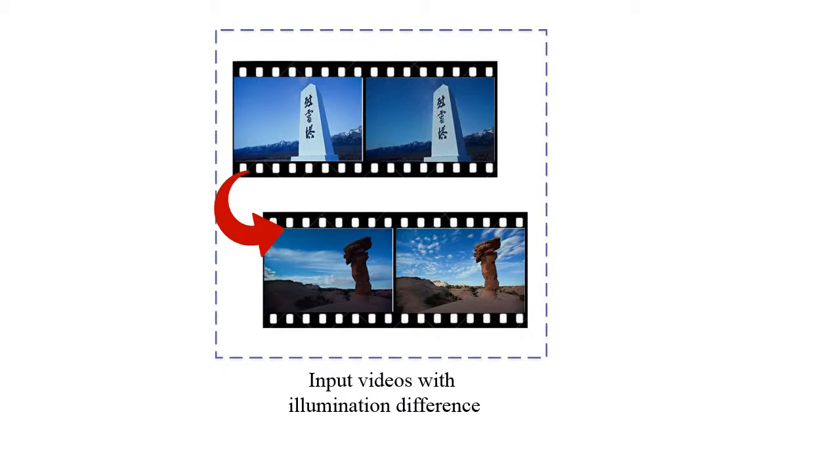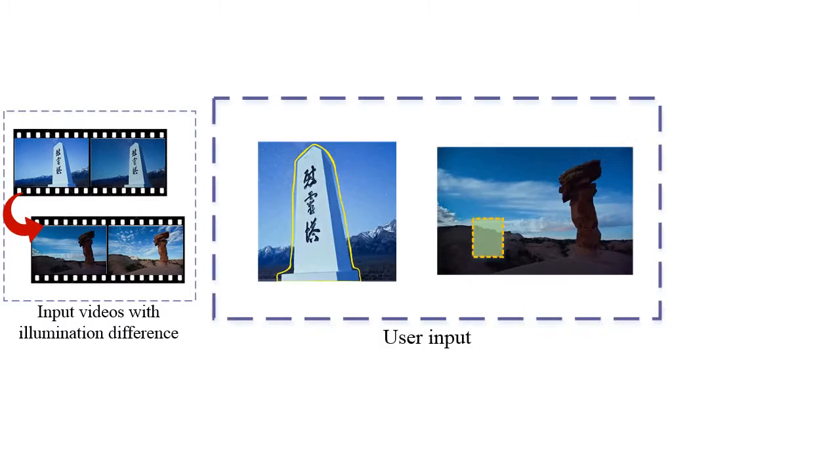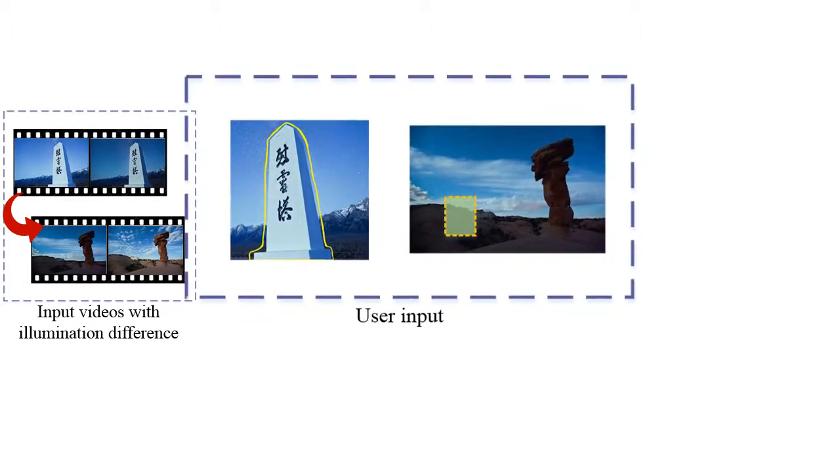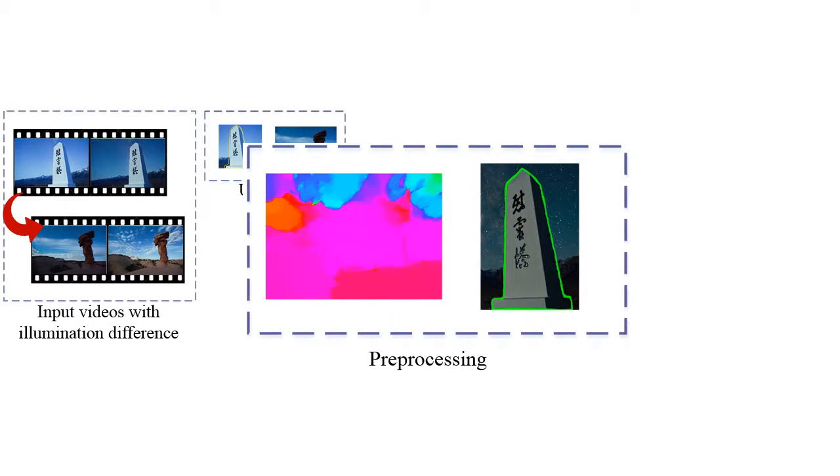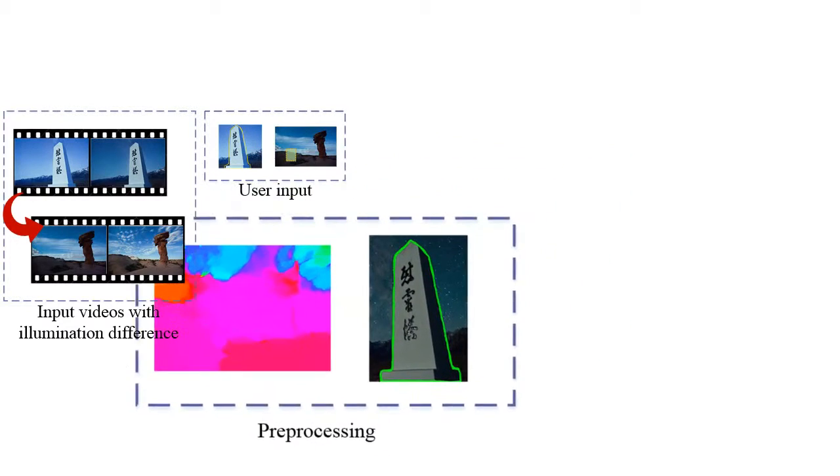This is the overview of the proposed video composition method. The input is 2 video sequences with illumination difference. The user is required to mark the inner and outer blending boundary in the keyframe of the source video. The region of interest in the target should also be provided.